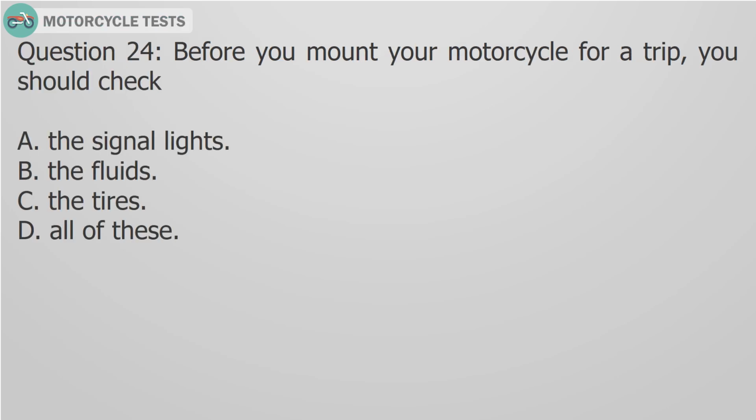Question 24. Before you mount your motorcycle for a trip, you should check A. The signal lights. B. The fluids. C. The tires. D. All of these.